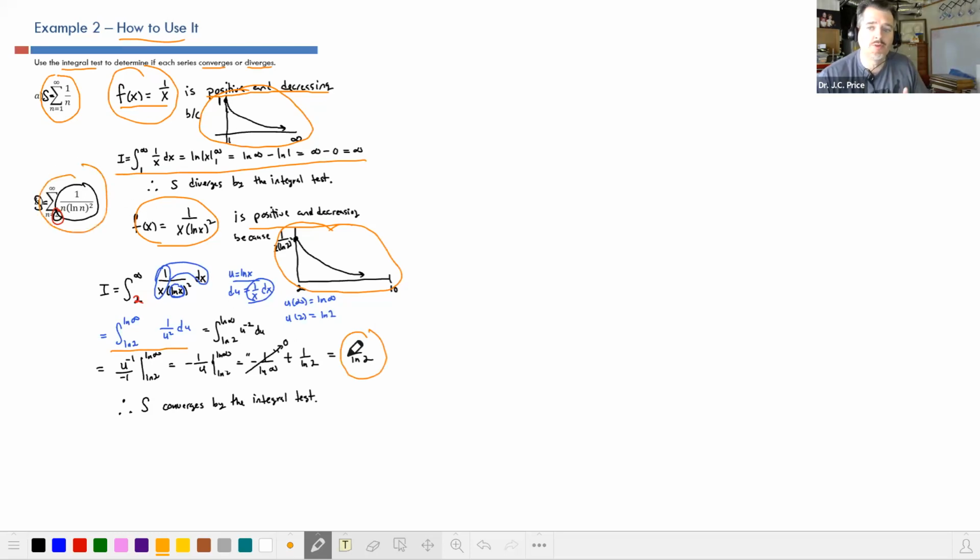So be very careful. S does not converge to 1 over ln of 2. I don't know what S converges to. I just know it converges. So this test is just a test for convergence in the sense that it converges, not what it converges to. All right, so that's important to note. All right, so let's move on.